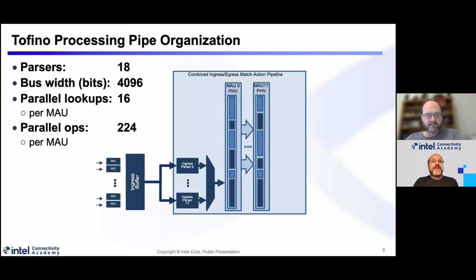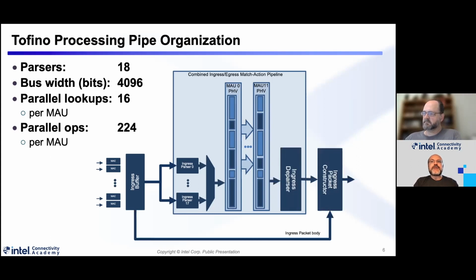So once we finish this match action processing, the packet headers are assembled in another device called the deparser, and then they meet the actual payload of the packet that is not processed in P4 programs, as we know, inside the ingress packet constructor. And then the reassembled byte stream goes into the traffic manager, where it is buffered, potentially replicated if there is a need to do multicast, queued, and eventually scheduled to go to the egress process.